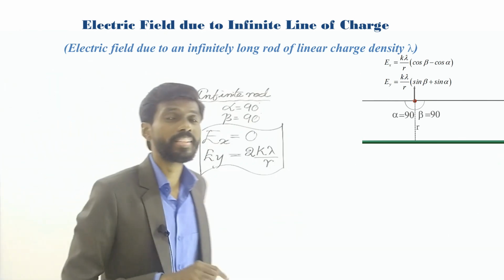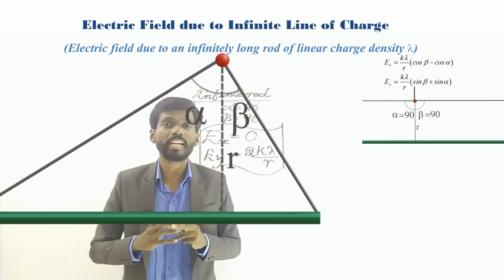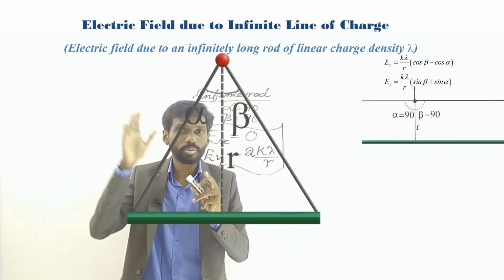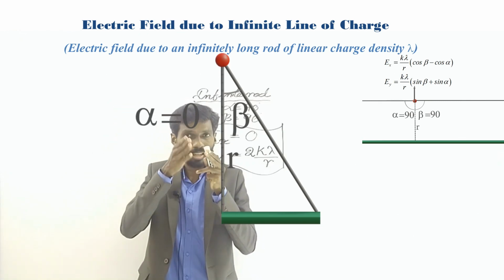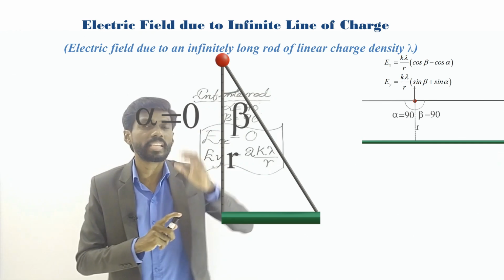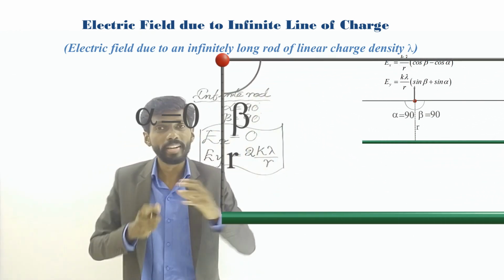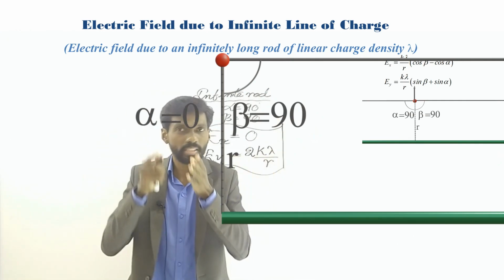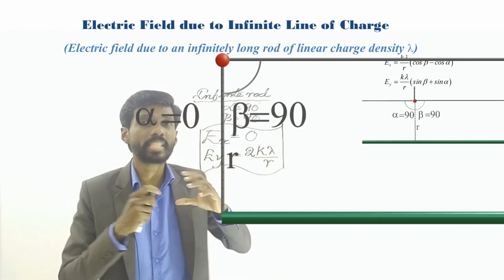We also need to find the electric field due to a semi-infinite rod. So what is a semi-infinite rod? This angle alpha is reduced to 0. Finally alpha becomes 0, which means this end of the rod coincides with the midpoint. Now this beta is increased to 90 degrees, which means the other end reaches infinity. Only one end reaches infinity, the other end is at a finite position. Do you understand? So this time we call it a semi-infinite rod.